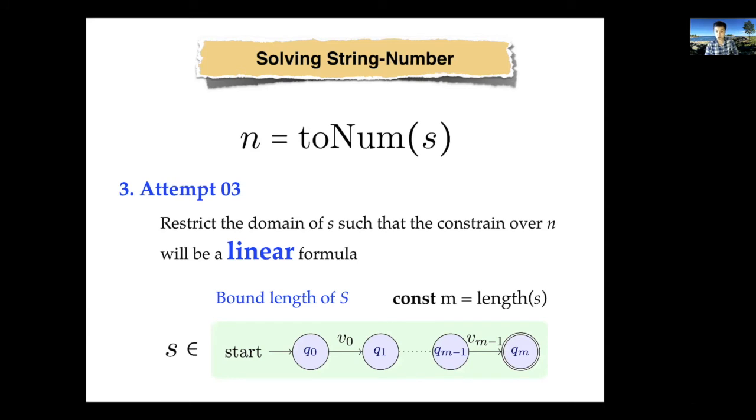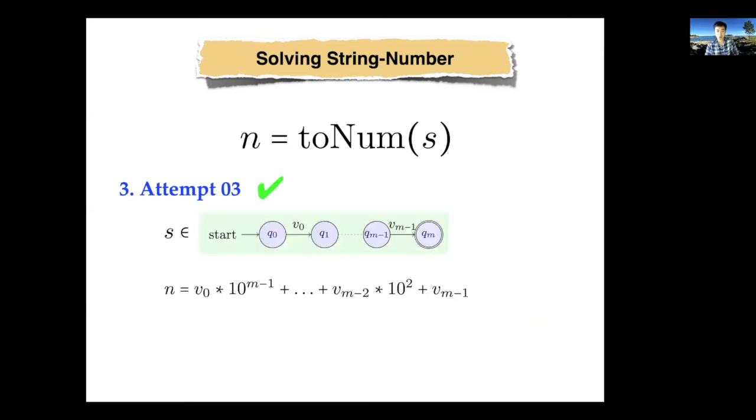And then when we know M, we will have some length width of S. So S can be V0 to Vm minus 1, where Vi is some number from 0 to 9. And when we do that, we have some constraint over N is some linear formula, like V0 equal to 10 power of M minus 1 plus until Vm minus 1. And of course, when we give the constraint to some SMT solver, they will help us find out the value of V0 to Vm minus 1.